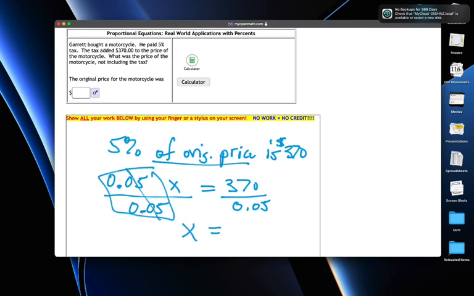And so when we divide 370 divided by 0.05, that will tell us what the original price of the motorcycle was. And that should be $7,400.